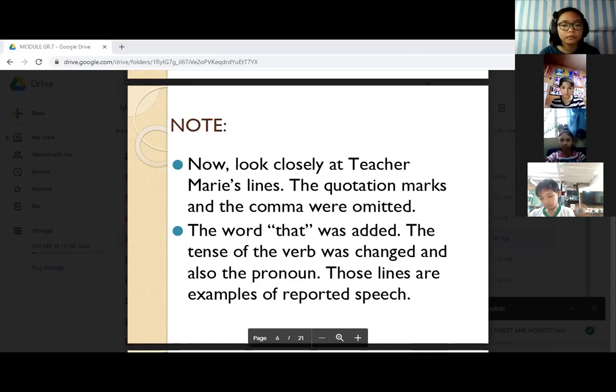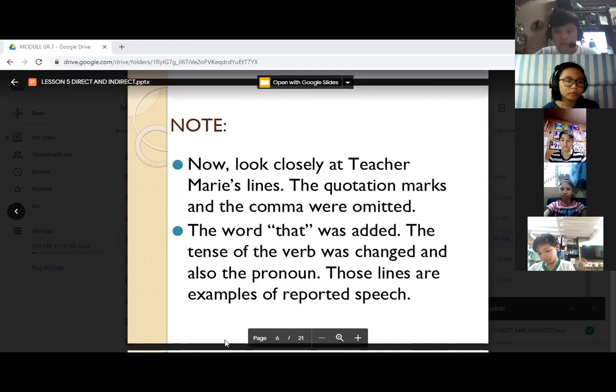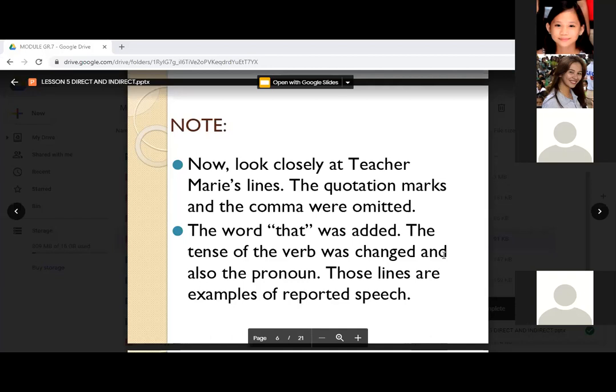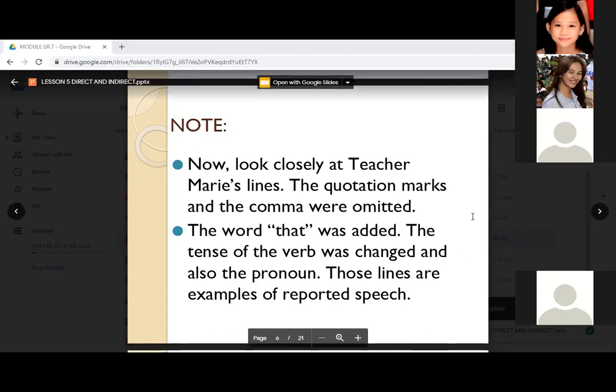That's why last time I asked you to have this idea, or I taught you, what is the past tense of the verb, or what is its present or past perfect tense, 'di ba? Pinag-aralan natin nung nakaraan because magagamit natin siya in converting the direct to reported. So, aside from that, we also need to change the pronoun and those lines are example of reported speech.